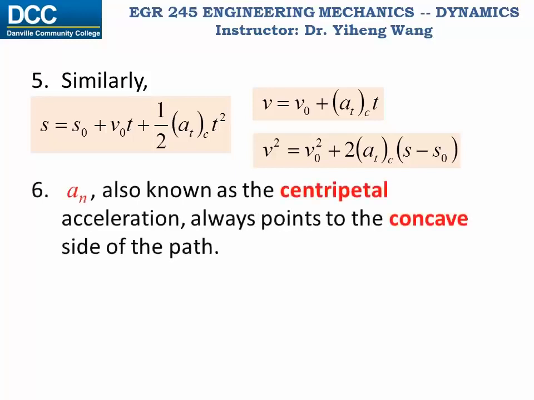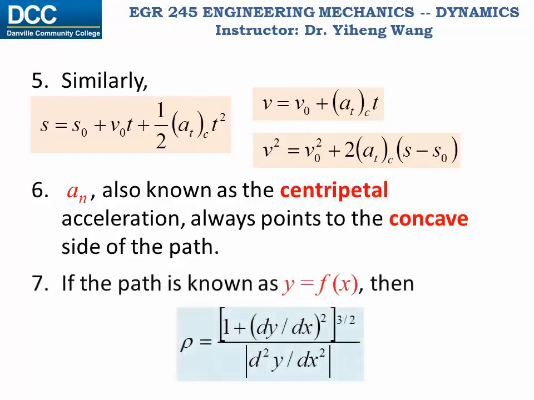The normal acceleration a_n is also known as the centripetal acceleration, since it always points towards the concave side of the path, seeking the center of curvature. And lastly, if the curved path can be modeled by a function y equals f(x), then the radius of curvature at any given point can be calculated by this formula.